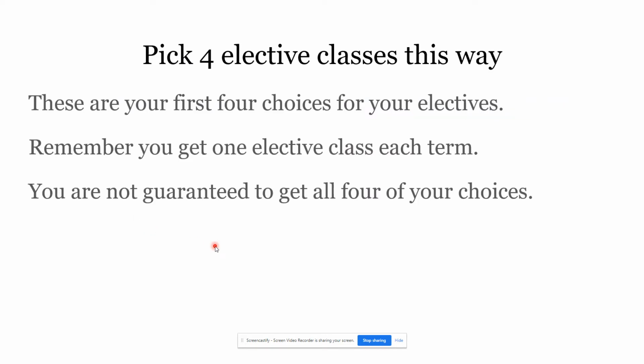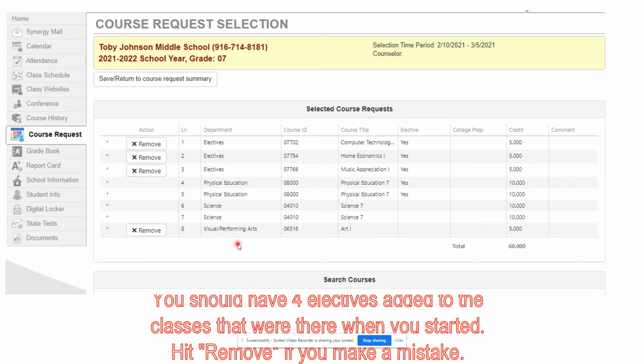We're going to do this with 4 classes. These are your first 4 choices. We're picking 4 because we have 4 terms at Toby Johnson, and you'll take 1 elective each term. So after you've done this 4 times, you should have 4 elective classes added right here. 1, 2, 3, 4. And again, if at any time you make a mistake, hit Remove.